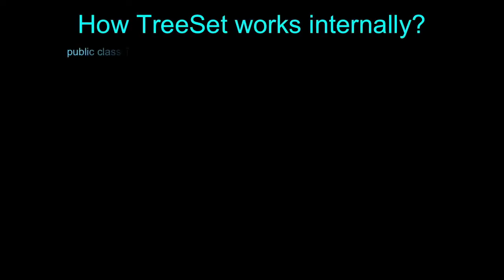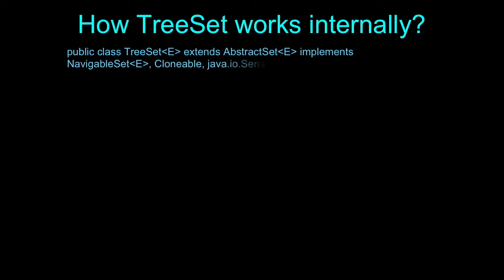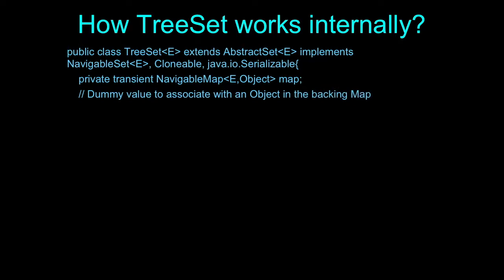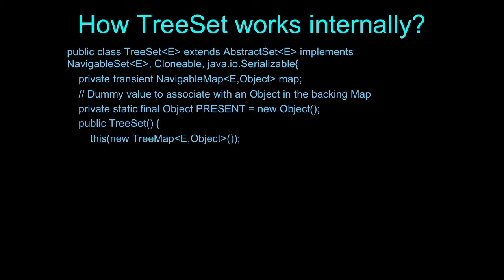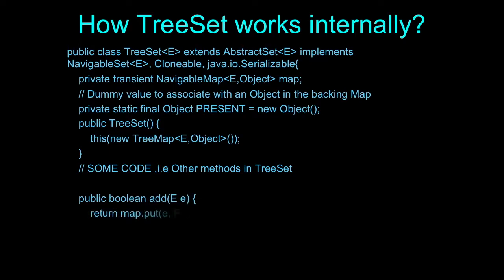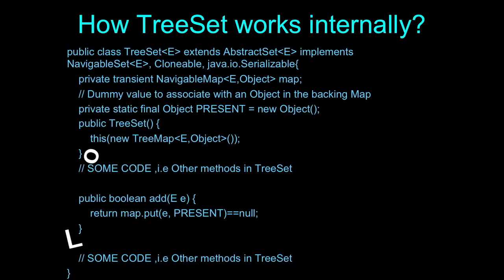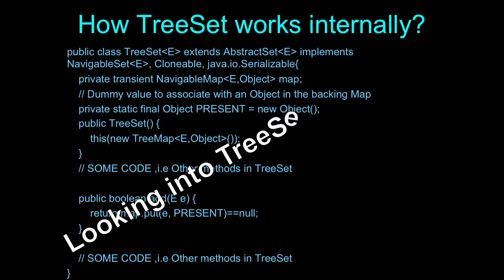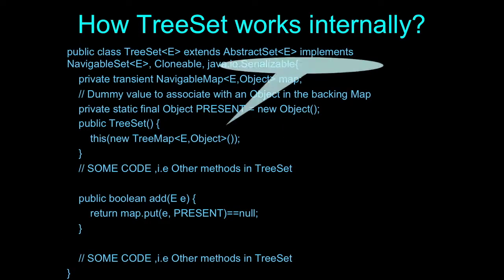So how does a TreeSet work internally? Let's look at the code inside the rt.jar. I know this might not look very familiar, so let's just have a look at the code and try to understand what happens internally. So this is the add method inside the TreeSet. Over here we are looking into the TreeSet API in the rt.jar. So this is how the code looks.